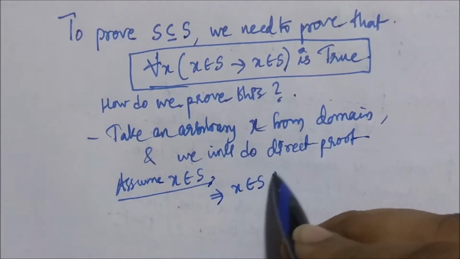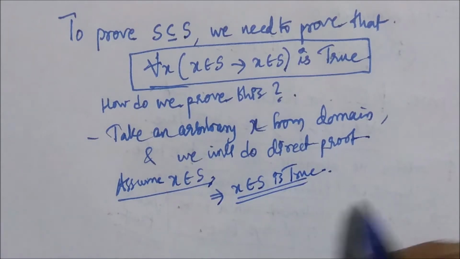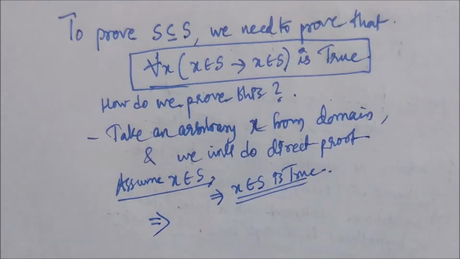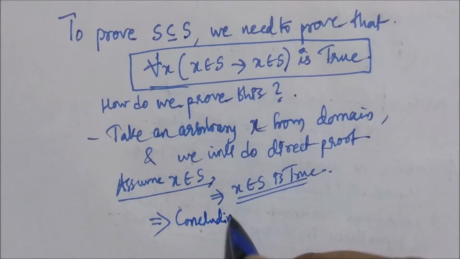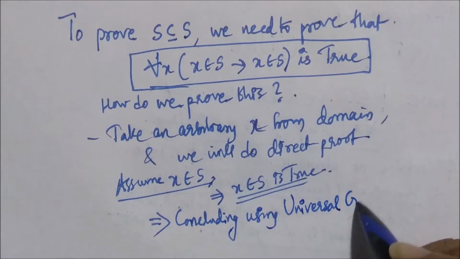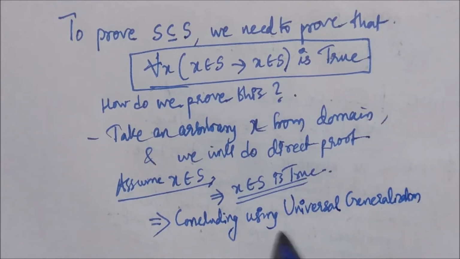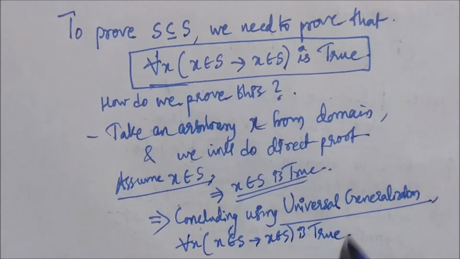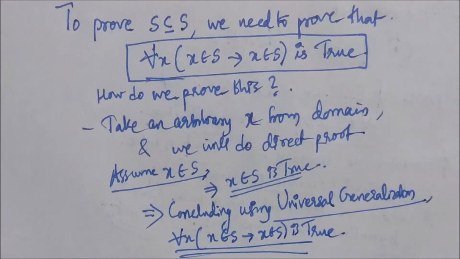So we know that x belongs to S, so we can conclude that x belongs to S. So we have a direct proof here. The conditional statement x belongs to S implies x belongs to S is true for an arbitrary x from the domain. And hence, using universal generalization, we can conclude that for all x, x belongs to S implies x belongs to S is true. And that's how we prove that the entire set is a subset of that set.